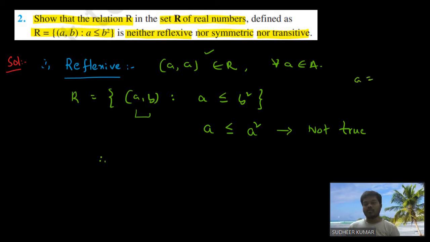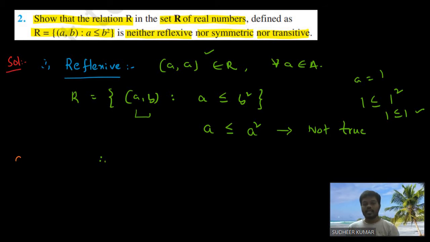Suppose a equal to 1. If a equal to 1, 1 is less than or equal to 1 square, 1 is less than or equal to 1. So this case is true. But when we want to verify reflexive, symmetric and transitive, when we go for the generalization, if at least one case has failed, we'll say that it's not reflexive, symmetric or transitive.